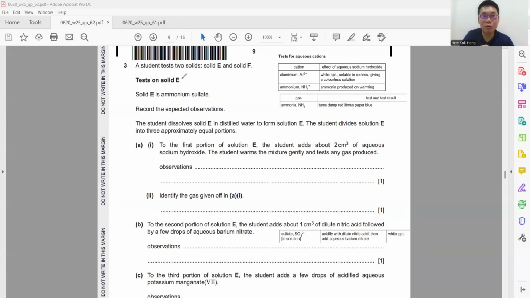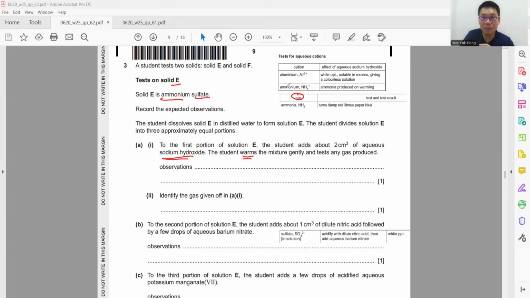A student has two solids, E and F. E is ammonium sulfate. Record the expected observation. The student dissolves E in distilled water to form solution E, then divides it into 3 equal portions. To the first portion, add NaOH, warm gently and test any gas produced. So it's a gas that we need to test.